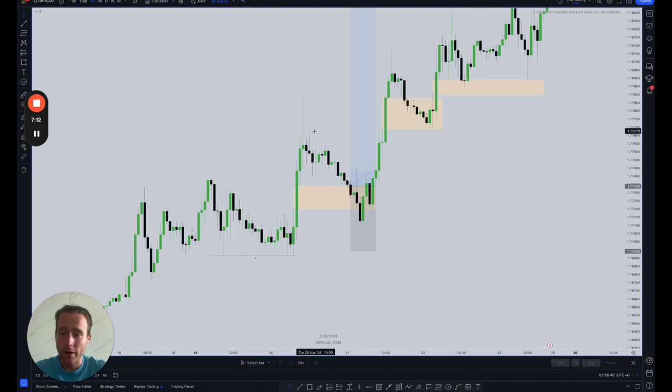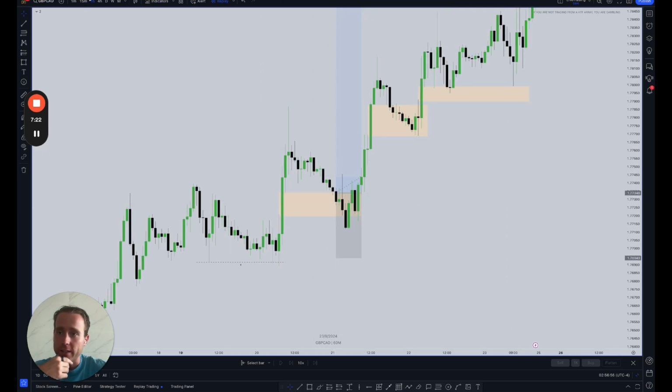So here the 4-hour and the 1-hour all aligned because we're in a market maker buy model, buy side of the curve. Everything is lining up to go towards the highs. And from a psychology standpoint, in this whole move, look at how many down close candles we had on this hourly candle chart.